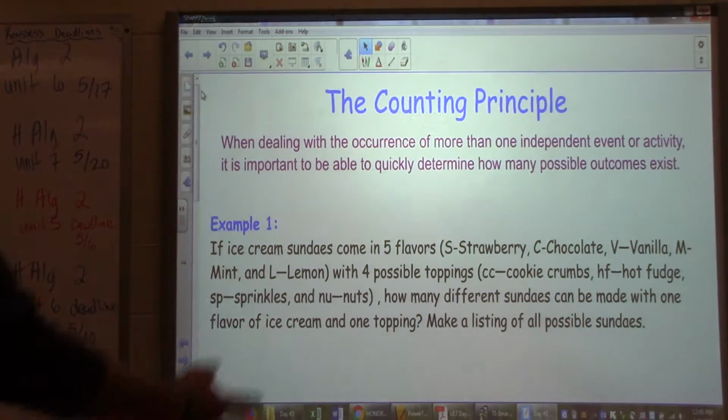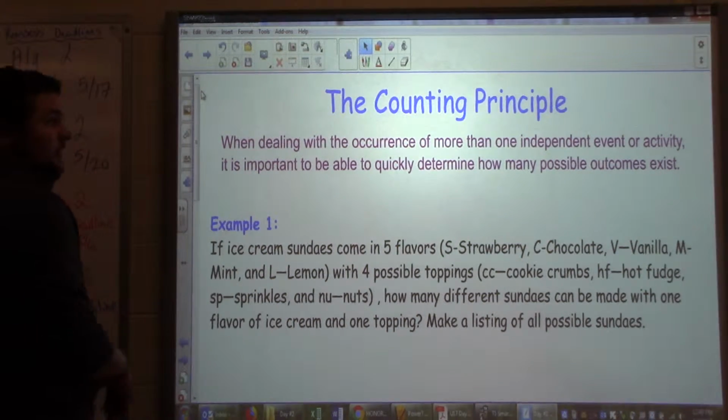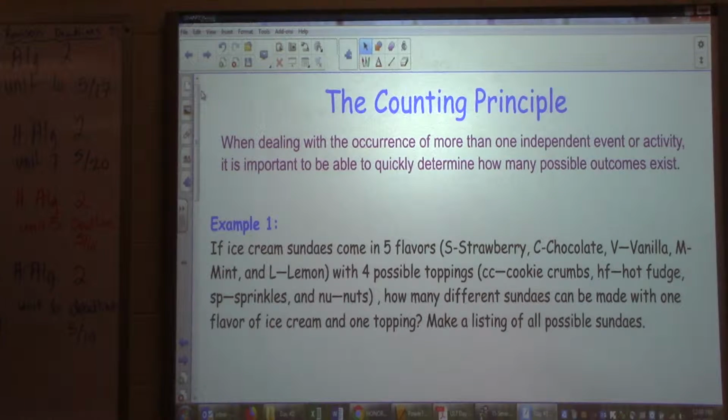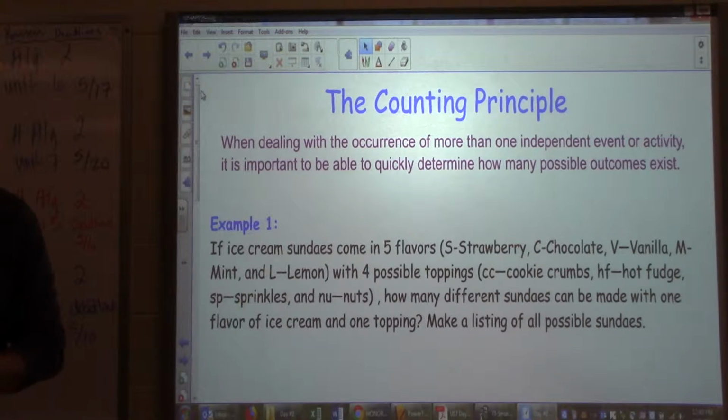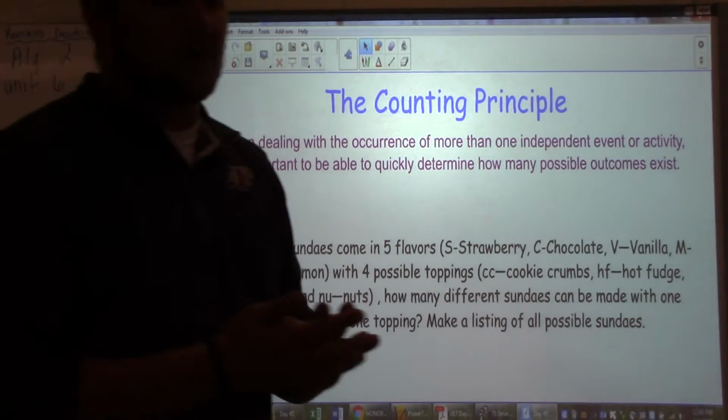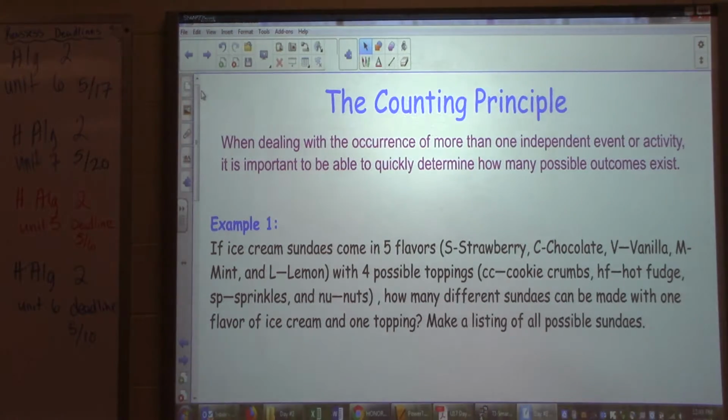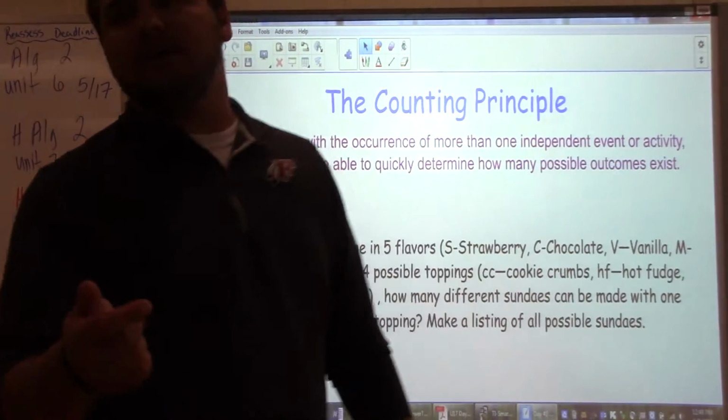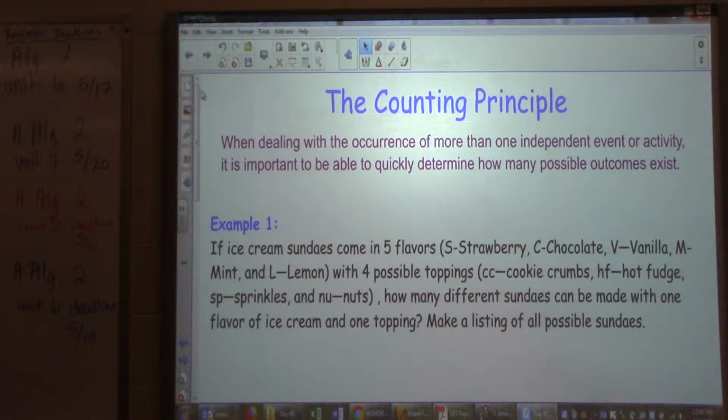Alright, so counting principle. When dealing with the occurrence of more than one independent event or activity, it's important to be able to quickly determine how many possible outcomes exist. So first of all, we're going to go through and do it the not-quick way. And then we're going to show you what the quick way is, and it's going to be way easier, and we're going to be done like that. Because we want to actually show you how to do a diagram, and how to do a tree diagram, things like that.